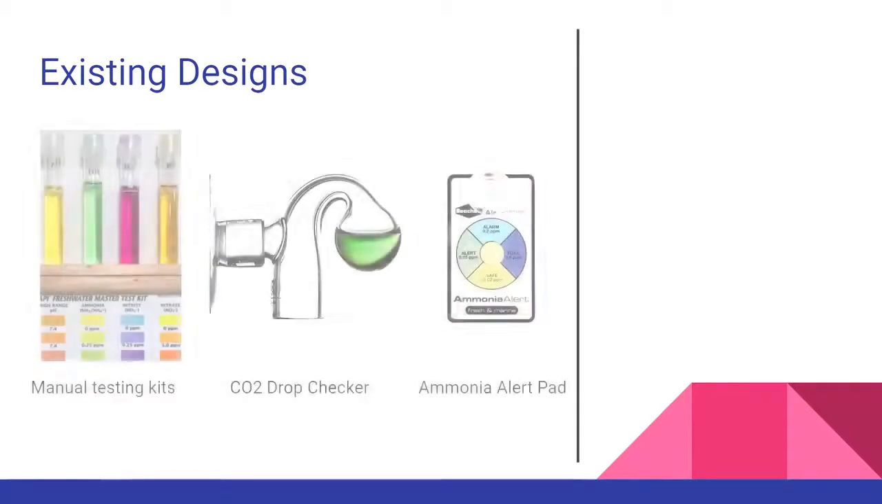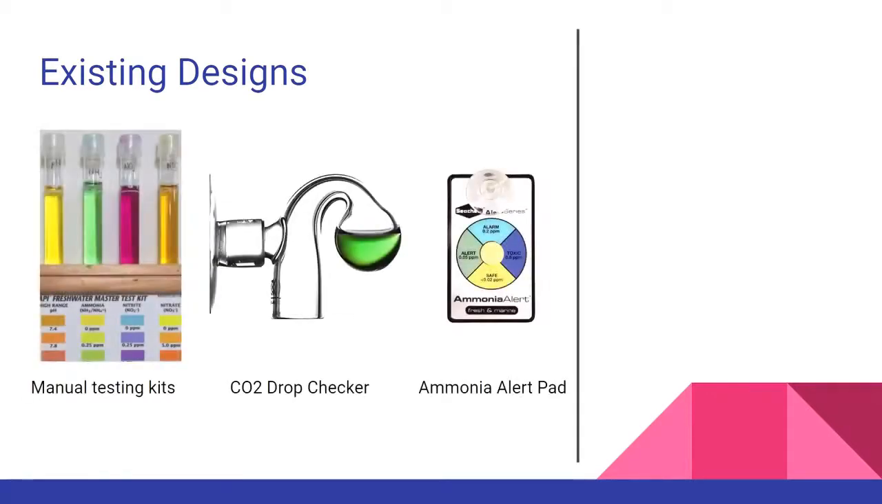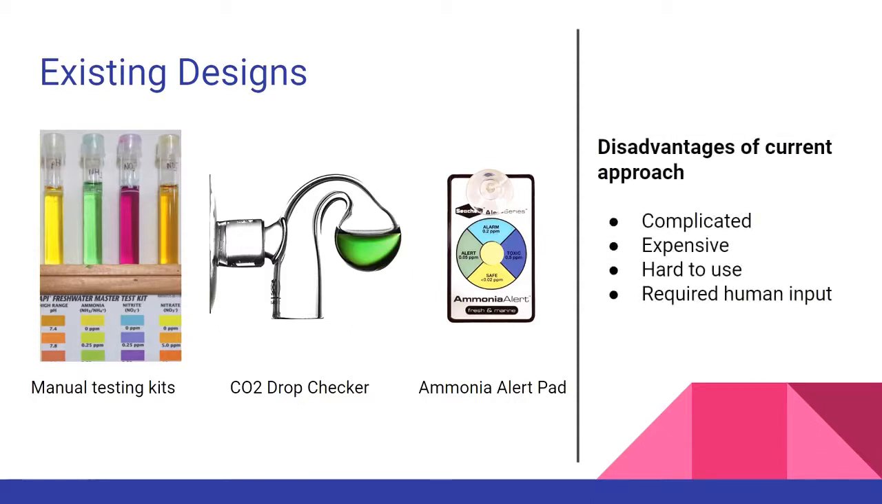So currently, the solutions to measure CO2 and ammonia individually available are testing kits, CO2 drop checkers, or ammonia alert pads, to name a few. However, the disadvantage of the current solutions is that they are hard to use. They can be expensive when you buy them individually, and they require regular human input to function properly.